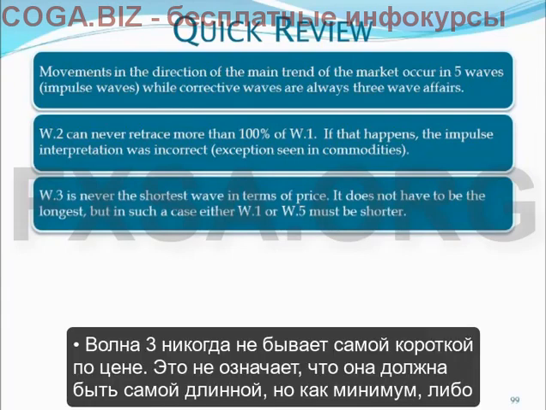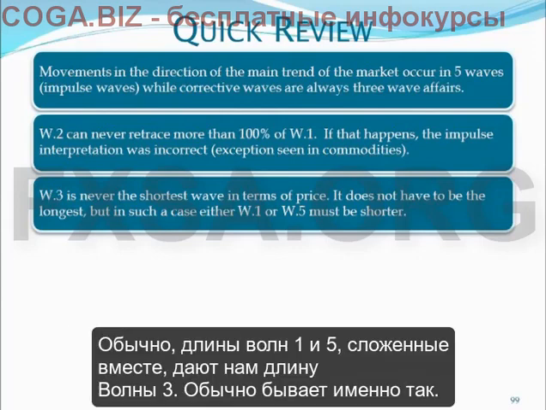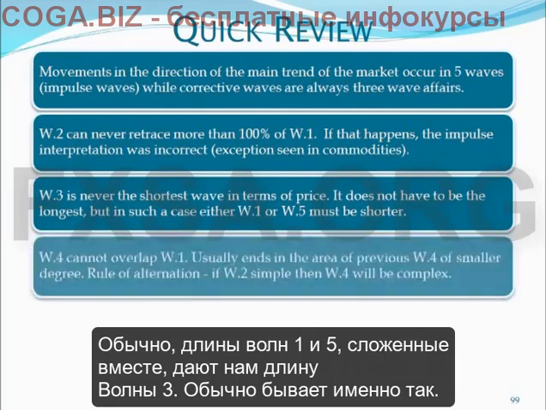Wave 3 is never the shortest wave in terms of price. It does not have to be the longest, but in such a case, either Wave 1 or Wave 5 must be shorter. Typically, the length of Wave 1 and Wave 5 added together gives you about the length of Wave 3. That is what we usually see.